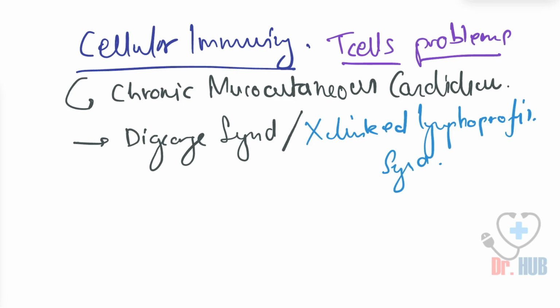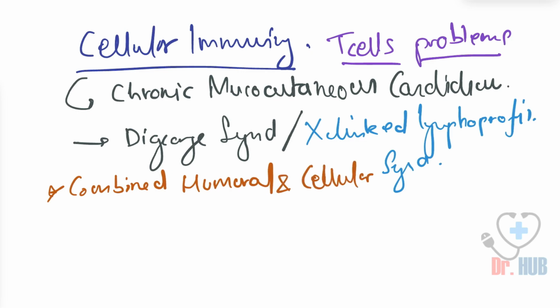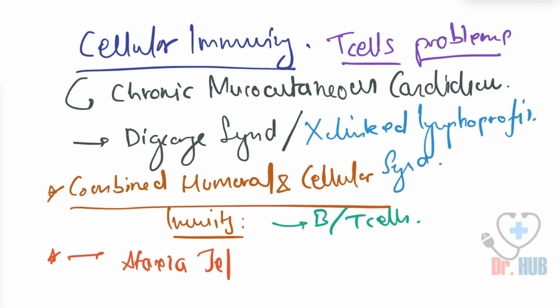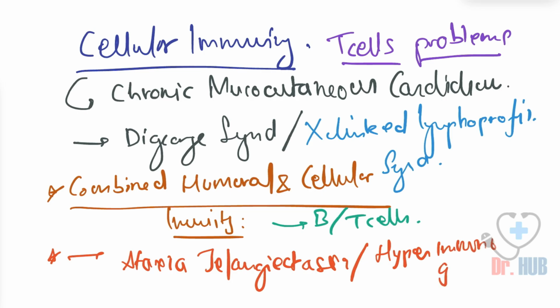Then we look at the combined humoral and cellular immunity. It is nothing but the problems associated with the B and the T cells. So here, what are the conditions? The examples here are ataxia telangiectasia. Then there is also the hyperimmunoglobulinemia M syndrome.